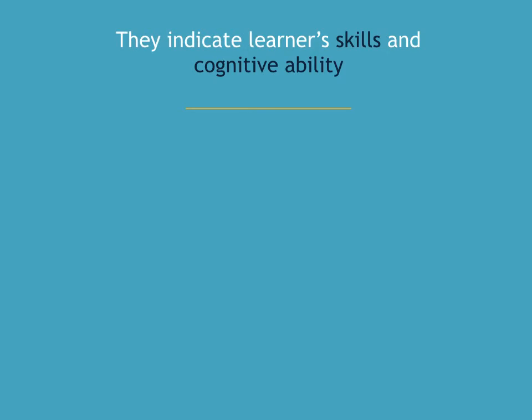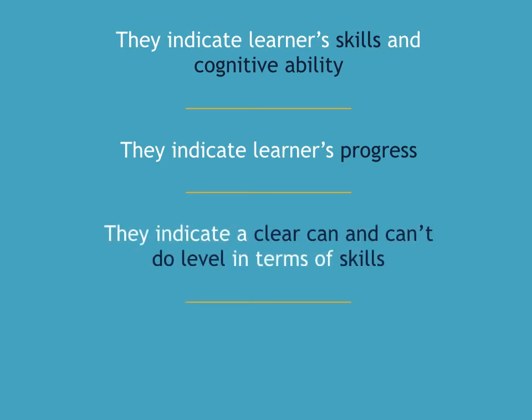So if we have a look at a summary of the different levels, well, the first is to remember that the levels indicate the learner's skills and cognitive abilities. So they do need to progress. And therefore they indicate the learner's progression, how much they know from one level to the next. They indicate a clear can and can't do level in terms of skills, so that you are able to straight away identify, can they do something or can't they do something? And if they can do it, how well they can do it would be level 4 and 5. And if they can't do it, how little can they do? And that would be level 1 and 2.